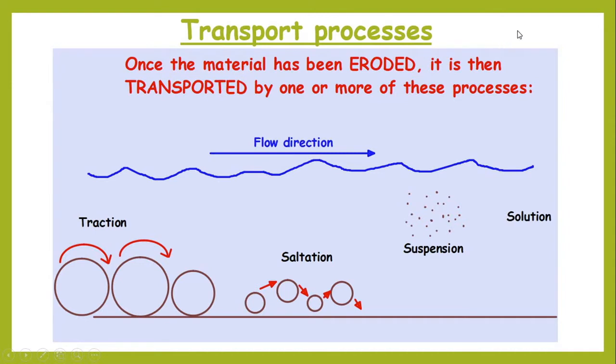Now, the material that the river is able to move is directly linked to the river's velocity. The faster the river is flowing, the more energy it has, therefore the larger the load it will be able to transport. If the river's got quite a lot of energy, it might be able to move really large material. If the river's flowing much more slowly, it's going to struggle to move large material.